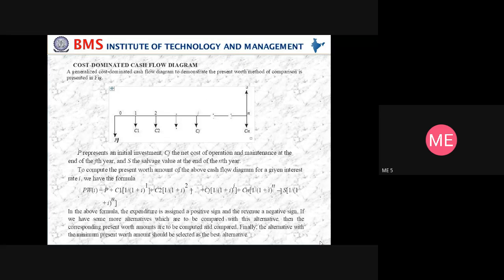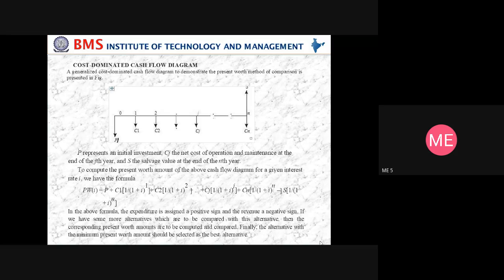So finally, the alternative with the maximum present worth amount should be selected as the best alternative if it is profit oriented. Whichever alternative gives the maximum present worth will be taken as the best alternative. Right. So next, coming to the cost dominated cash flow diagram.